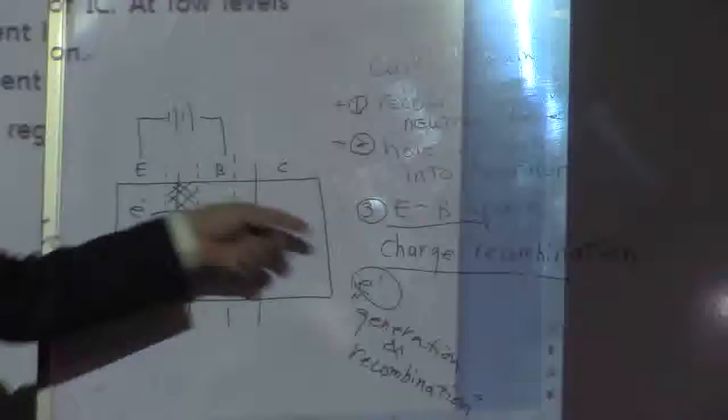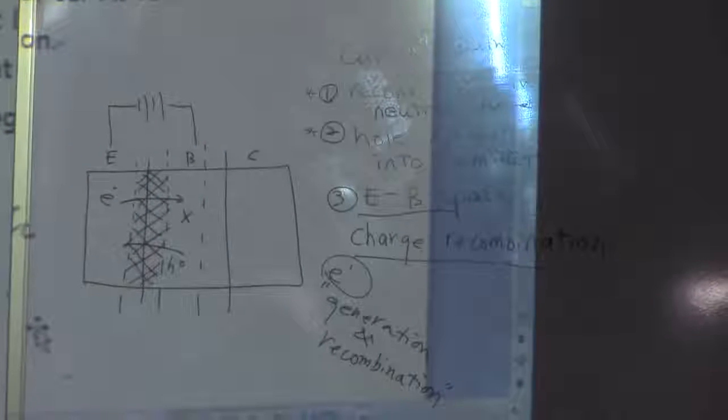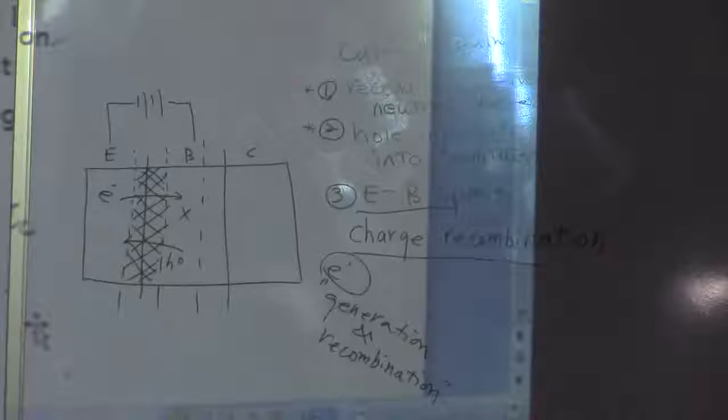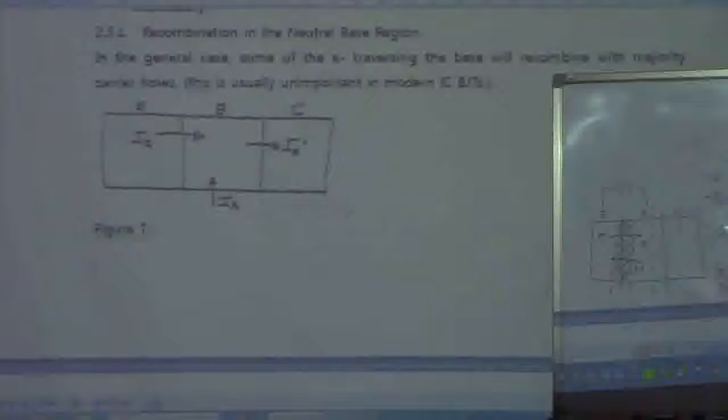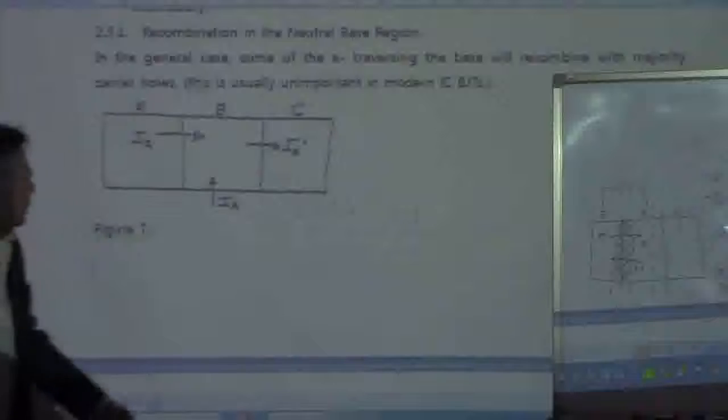Okay, the new electrons which have been generated in this space charge region are going to recombine in itself, and that is going to affect the total gain. We are going to look into the details in the equations in this section. So let's start with the first section here, which is recombination in the neutral base regions.